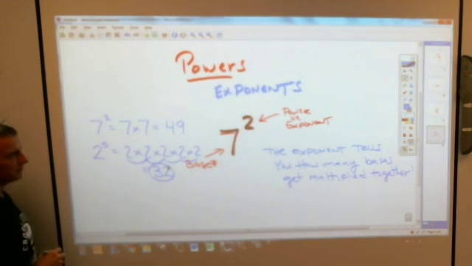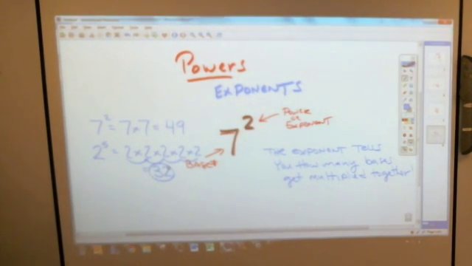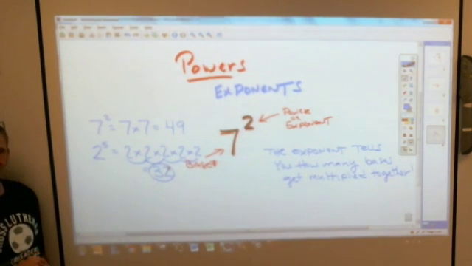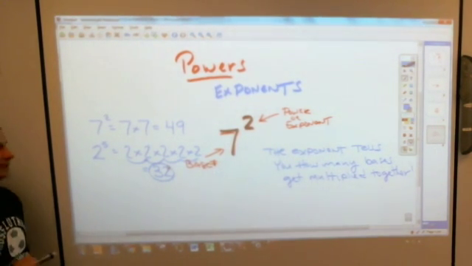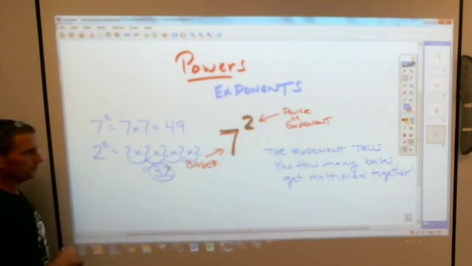Now, a couple special cases here, children. By the way, maybe you've heard the phrase grows exponentially. Anybody know what that means? Exponential growth. Well, it comes a little bit from this, from those of you that care.